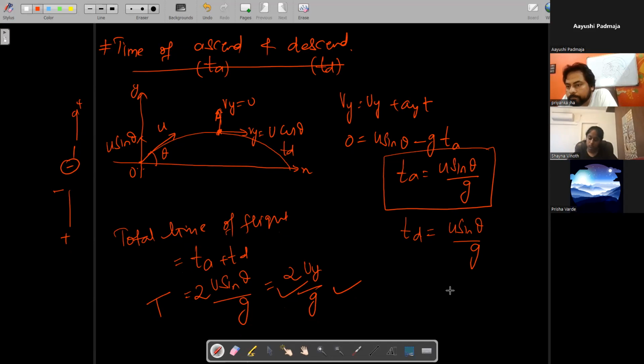Sir, here the time of ascent and the time of descent will only be equal if there is no air resistance. Because right now we are not considering any air resistance. So this is a uniformly accelerated motion. When a ball goes up and comes down, in both cases gravity works and acceleration is only g downward. So acceleration is constant, right? When acceleration is constant, the time taken to go up and the time taken to come down will be the same.